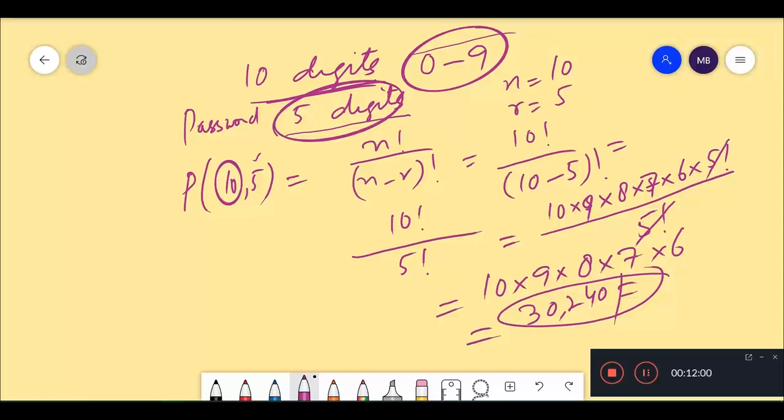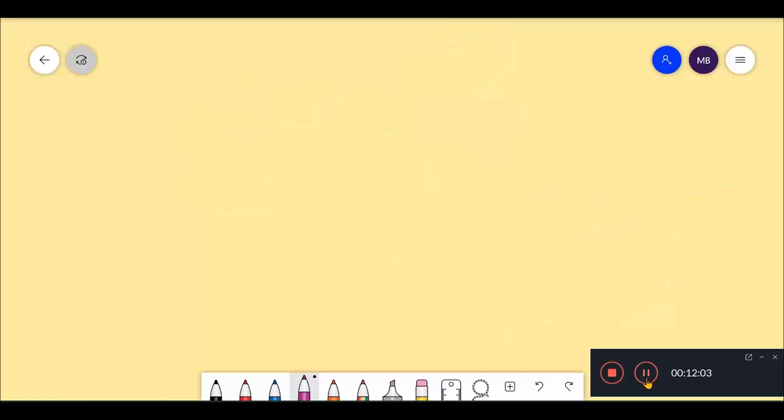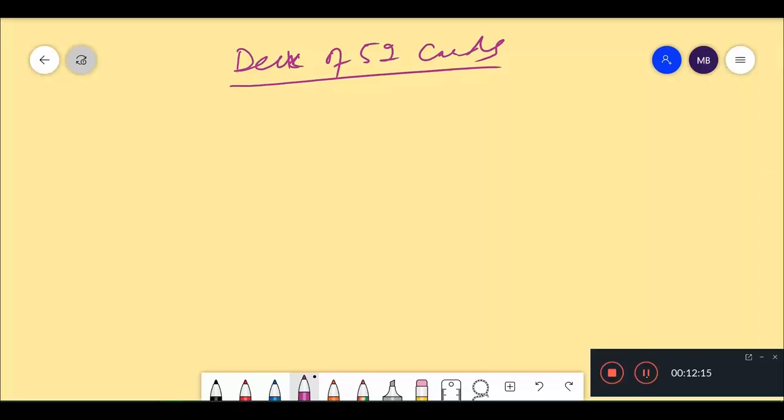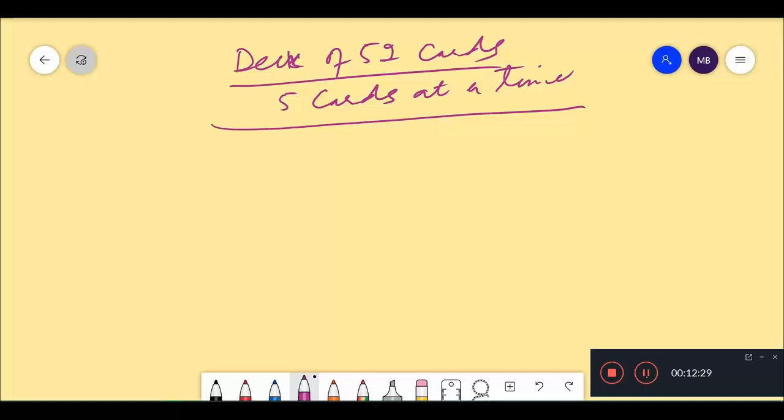Let us take another example. Now let us consider a deck of 52 cards. If we take 5 cards at a time, tell me the number of permutations that are possible. That is the number of five card hands that can be dealt.